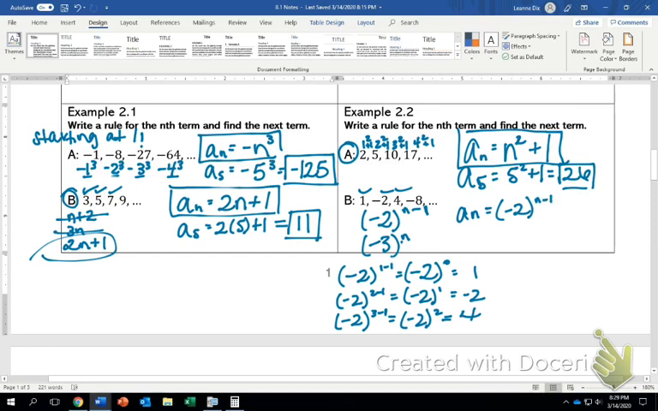All right, and to find the next one, I would plug in a 5. Negative 2, 5 minus 1, which will give me a negative 2 to the 4th power. So that's going to give me a 16.